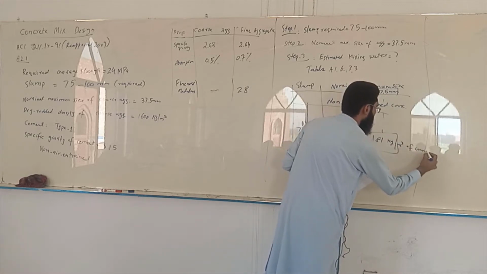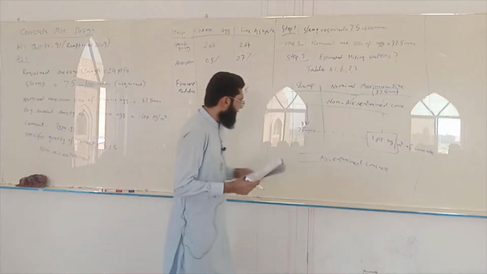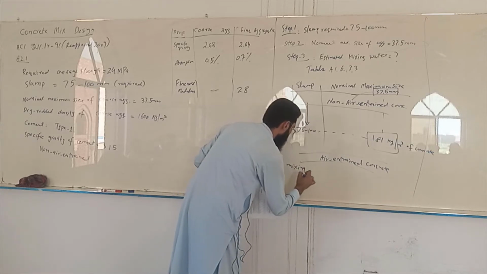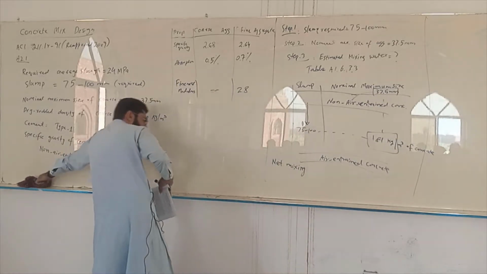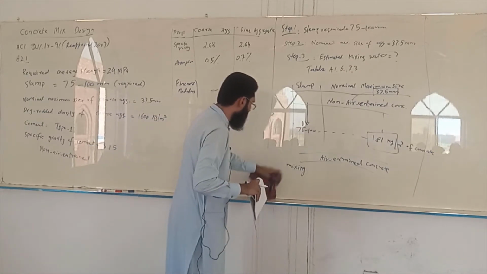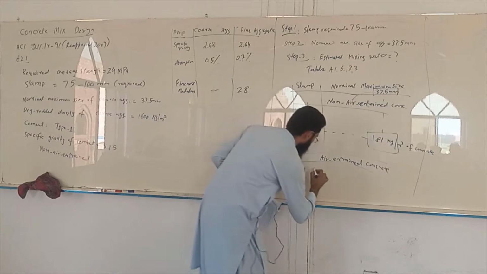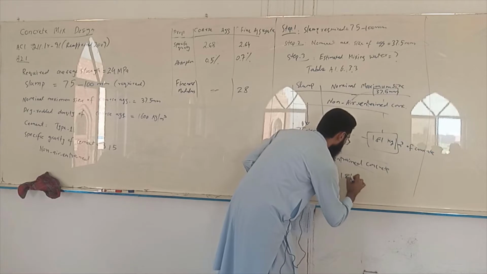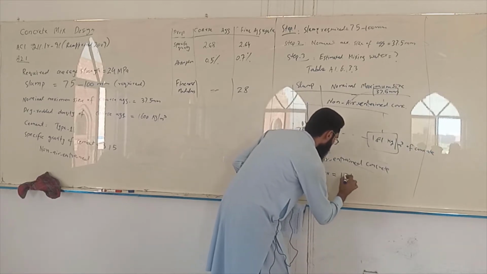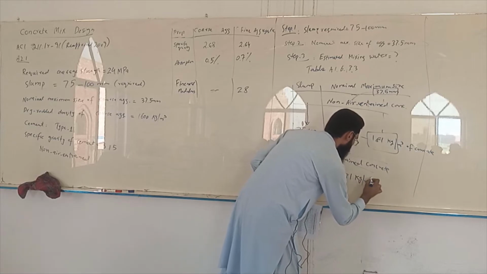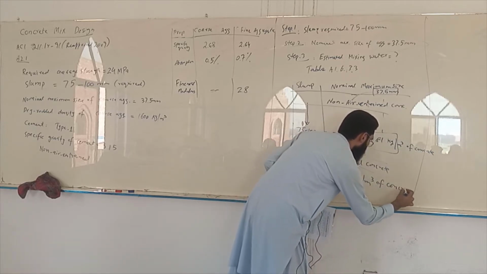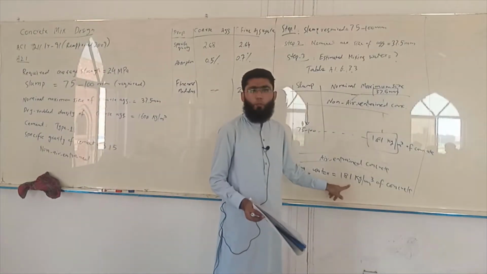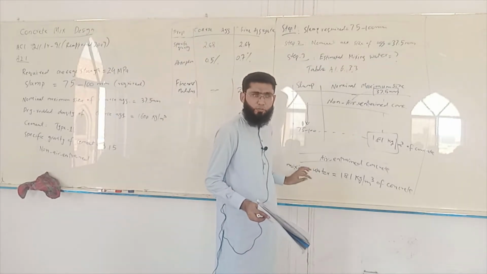Let me explain this to you if you don't already understand it. What does it mean? So this is the net mixing water, or just mixing water is enough, I can say. So this is the mixing water that we need. So mixing water required is estimated to be 181 kg per meter cube of concrete. What does it mean? If you're making 1 meter cube of concrete, you need to add 181 kg of water for the purpose of mixing.